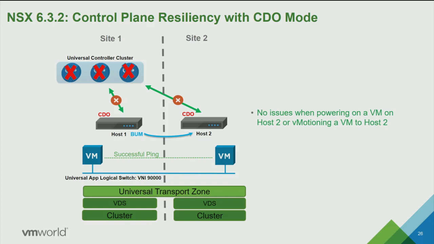It's only broadcasting that traffic when the controllers are all offline? Exactly, when you lose entire control plane connectivity. When there's no more control plane connectivity to the host that uses CDO mode.